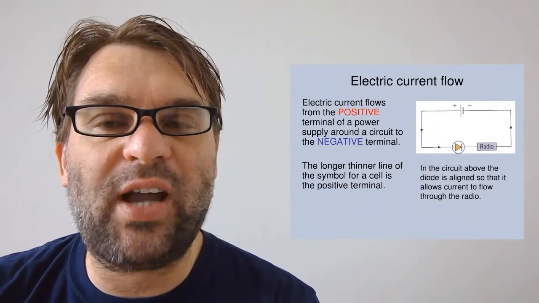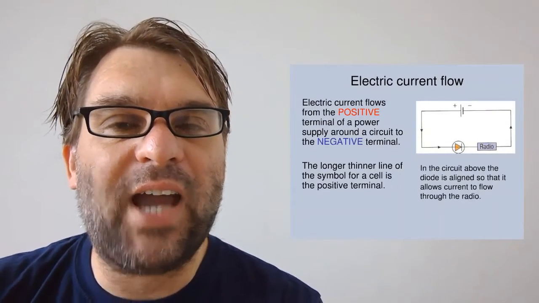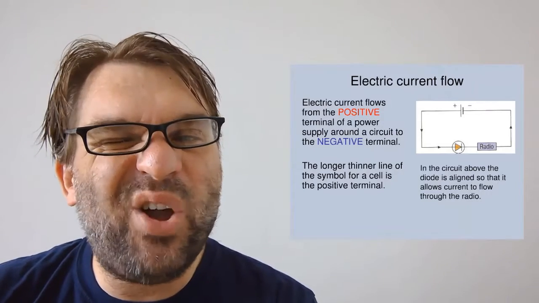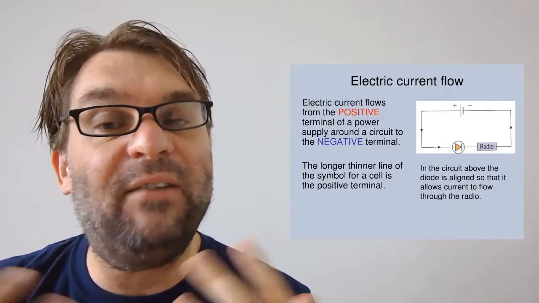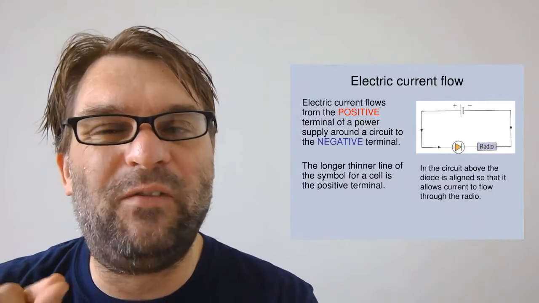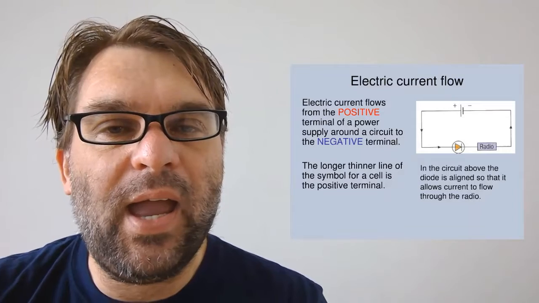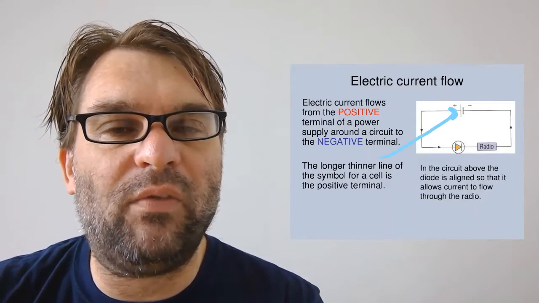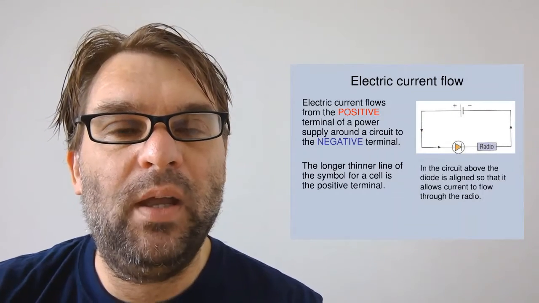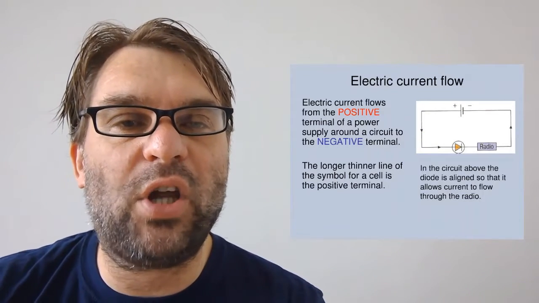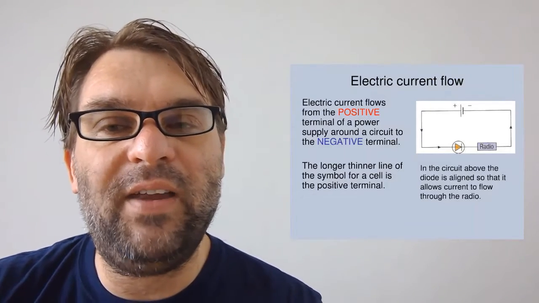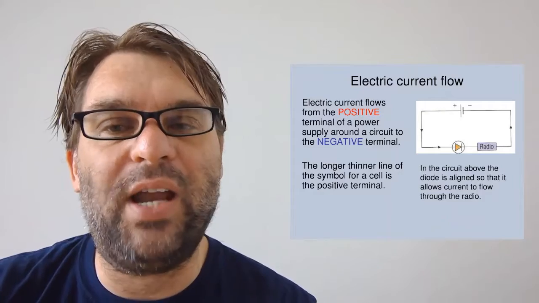So in terms of electric current flow, we have to be very careful here. Current flows from positive to negative. Even though the electron is the charge carrier, in physics, the charge flows from positive to negative. And the longer, thinner line of the symbol of a cell is the positive terminal, so you have to get that the right way around as well. Here we have a circuit diagram going from the positive terminal to the negative terminal of the cell via a diode in one direction to make that radio work.